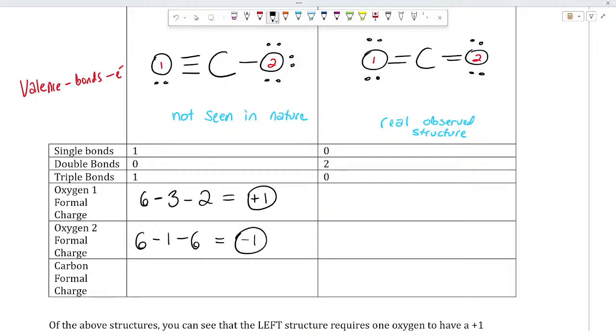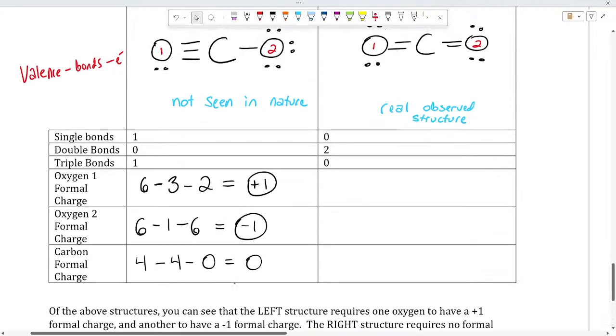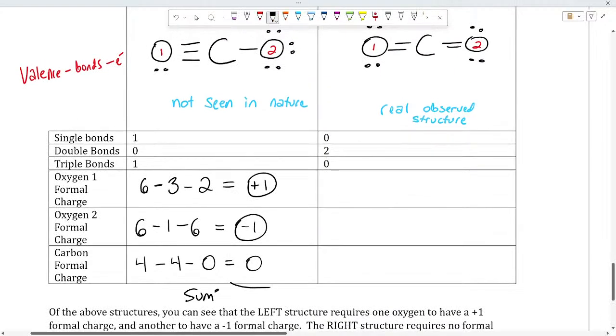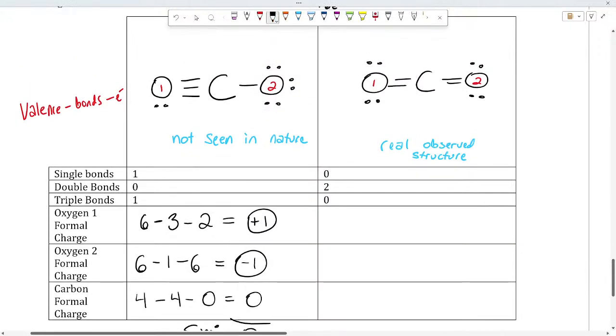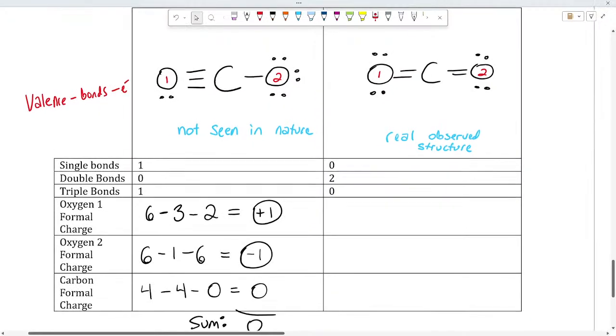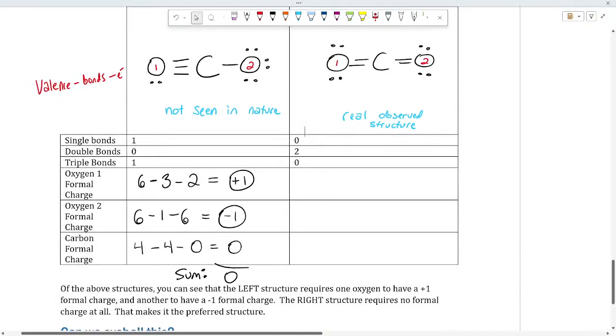And then carbon. How many valence electrons does carbon normally have? 4. How many bonds is it making? How many free electrons does it have? For a total of 0. Now, if you take the total of this, if you sum it out, what do you get? 0. And the charge on this whole thing is 0. So this is an acceptable structure. It works. That is a real thing.